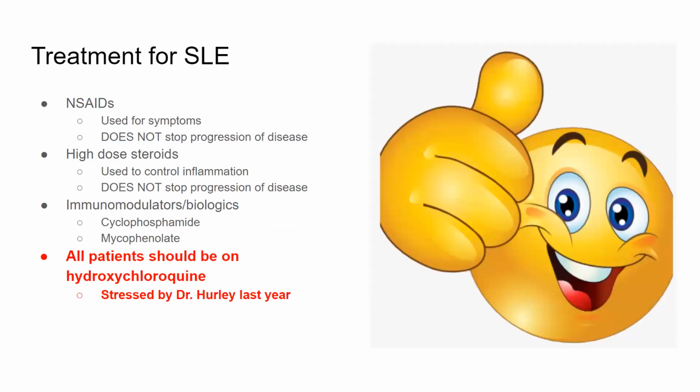And then treatment for lupus. This is pretty similar to rheumatoid arthritis in the sense that steroids and NSAIDs don't stop the progression. They're just used to control inflammation and help with symptoms. So you want to use immunomodulators. I don't know if they want you to know the specific names of them, apart from hydroxychloroquine, because Dr. Hurley loves hydroxychloroquine. He said it like 6 times in our lecture last year. I went through our PowerPoint slides, hoping that they're the same as last year, and I wrote down like 6 times: all patients with lupus should be on hydroxychloroquine.